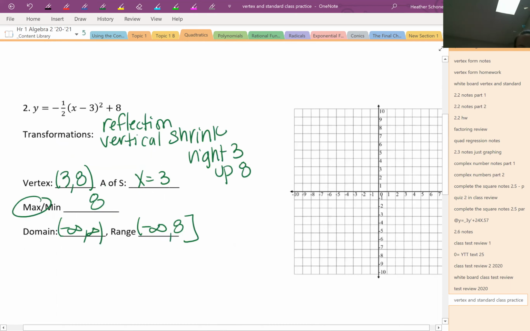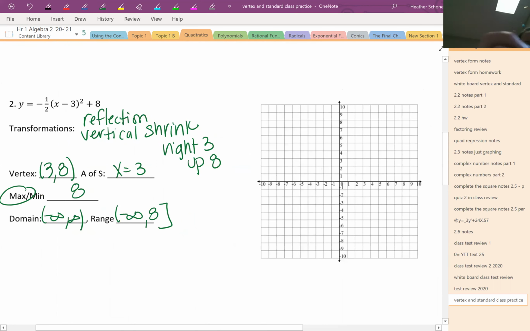So this one, there's 4 different transformations. So it's a reflection with the negative, a 1/2 is a vertical shrink, the -3 is a right 3, and the +8 is up. So there's all your information. How would we graph that? Well, we'll start at the point 3, 8.